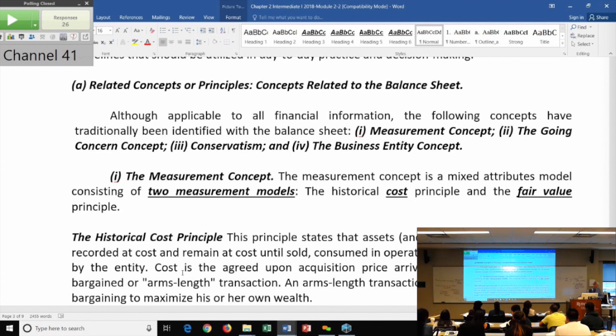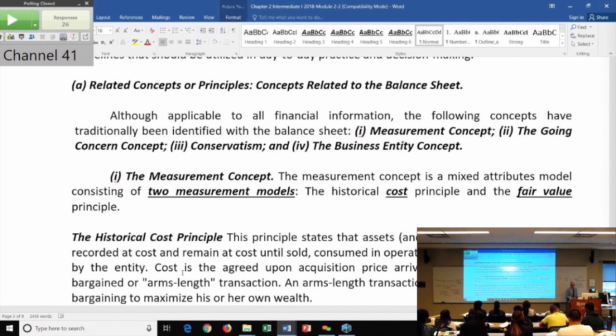Now, concepts you've seen before are historically related to the balance sheet. Now remember, balance sheet and income statement are interrelated, but the concepts that you typically see related to the balance sheet are the measurement principle or concept, the going concern concept, conservatism, which believe it or not is not in the conceptual framework, but is something that we use on a day-to-day basis, and the business entity concept. When we look at the measurement principle, here's where we get the trade-off between relevance and faithful representation.